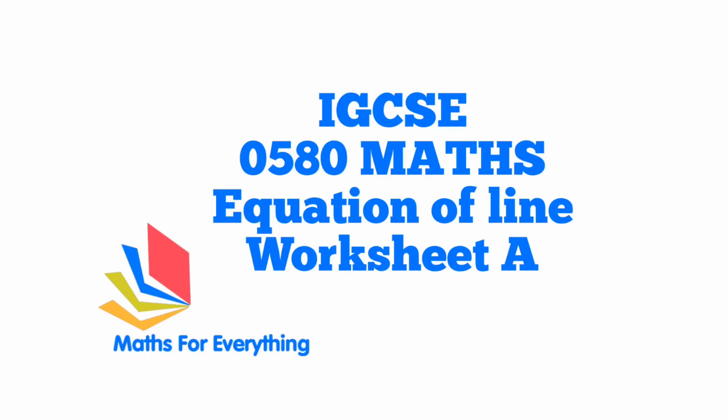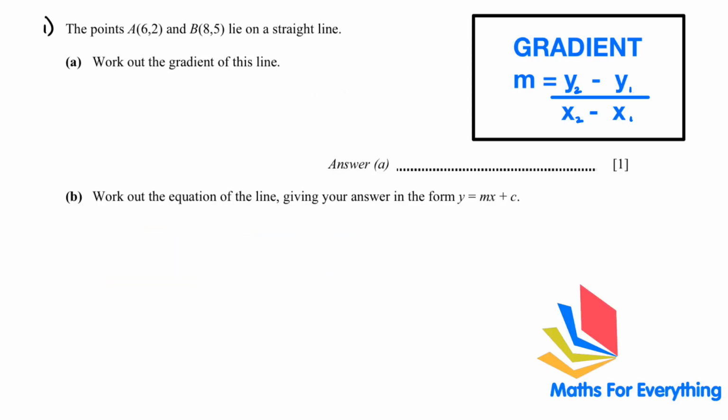Today we are going to solve IGCSE Maths Equation of Line past paper questions. Question number 1. We have been given 2 points, A and B. We have to find the gradient of this line.